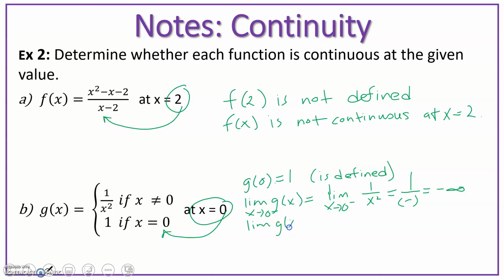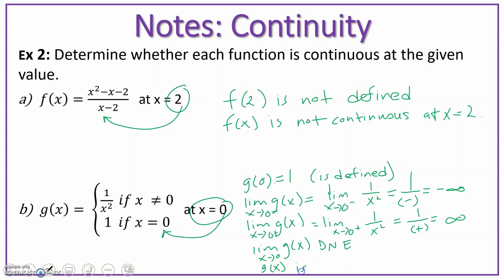And if I do the same, but from the right, I have the limit as x approaches 0 from the right of 1 over x squared, which becomes 1 divided by a really small positive, which is positive infinity. Therefore, we can see in this case that the limit does not exist. So the limit of g of x as x approaches 0 does not exist. Therefore, g of x is not continuous at 0.